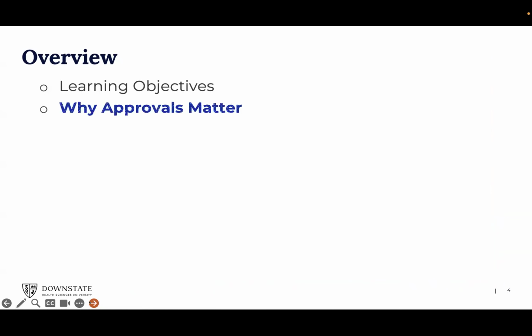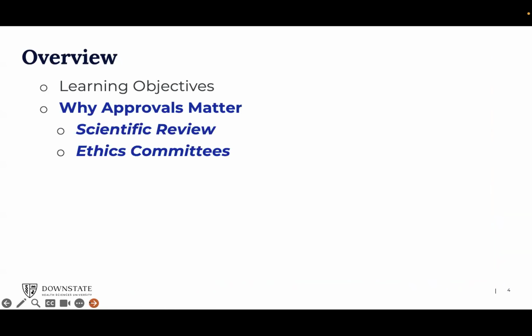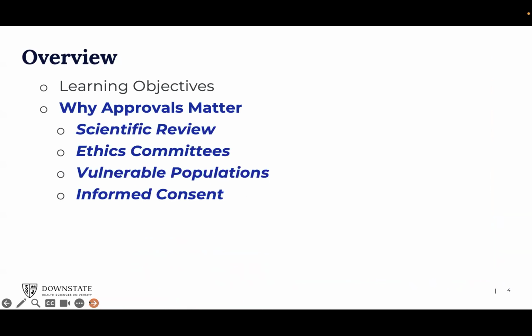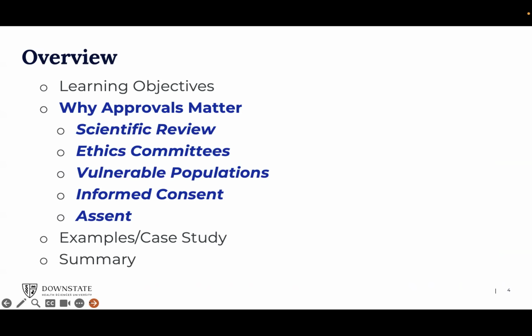So briefly, this is what I'm going to try to do quickly. I'm going to present an overview, talk about our learning objectives, why approvals matter, the scientific review, the ethics review, vulnerable populations, informed consent, what informed consent is, and assent. There's going to be a little bit of interaction, and I hope people will unmute themselves so we can have a discussion around a hypothetical case study. Then we'll wrap up.